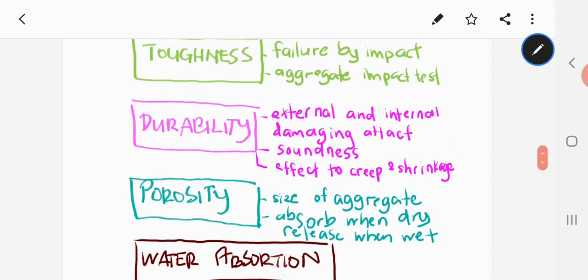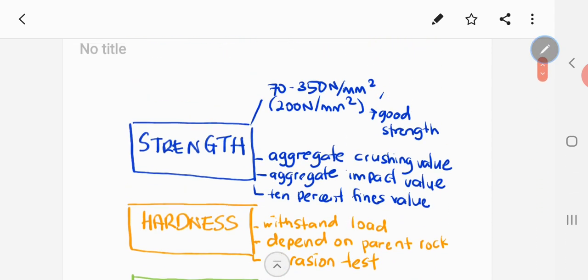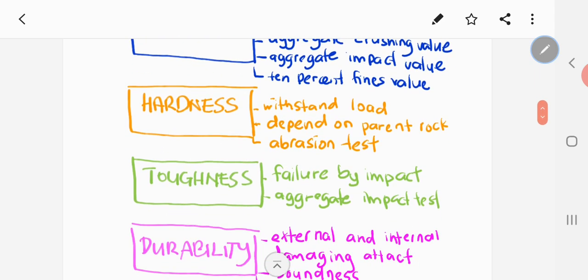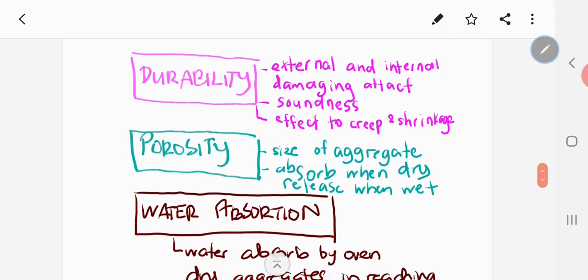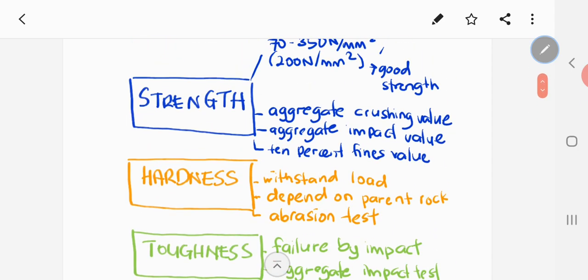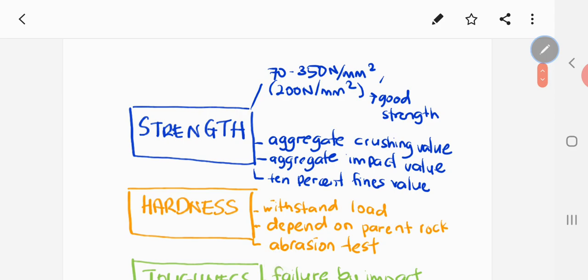So in detail, what you need to know under the properties of aggregates includes strength, hardness, toughness, durability, porosity, and also water absorption. In discussing strength, aggregate should be in the range of 70 to 350 Newton per mm squared. Good aggregate is at the range of 200 Newton per mm squared. This is what we consider as good strength. How do we know that the strength of aggregate is good? It must pass the aggregate crushing value, aggregate impact value, and also have only 10% fines value.